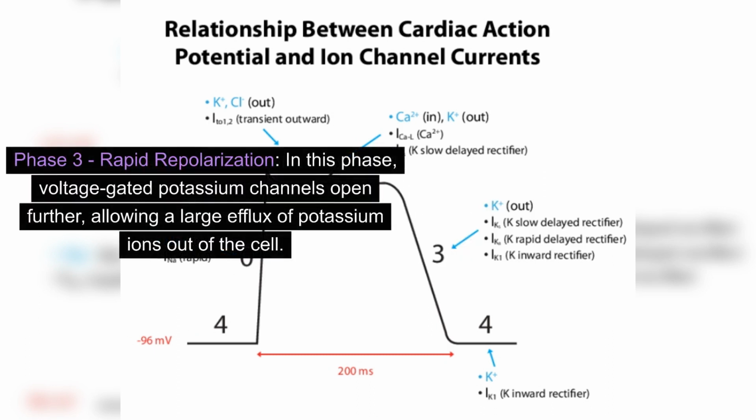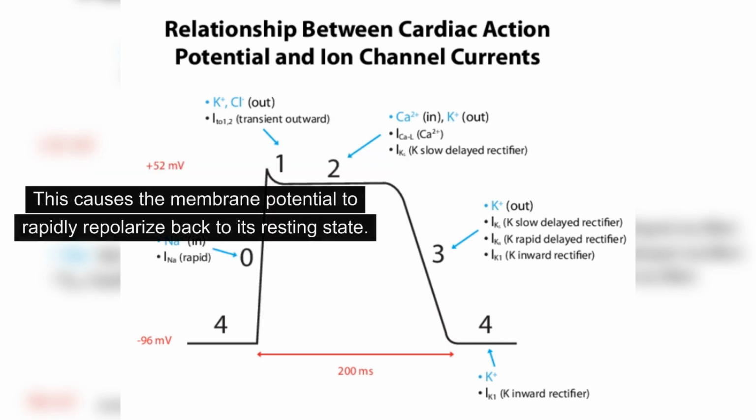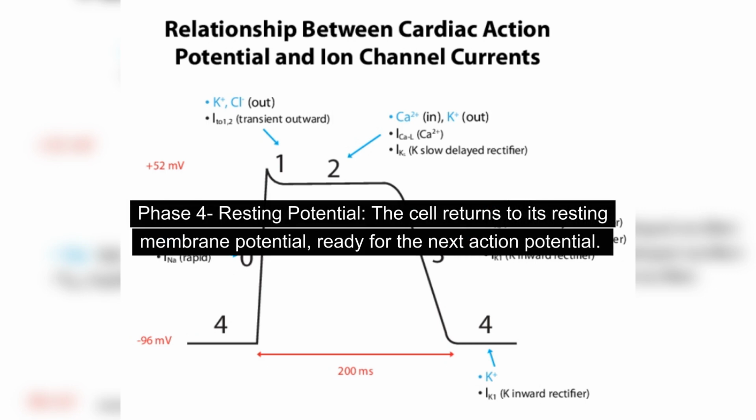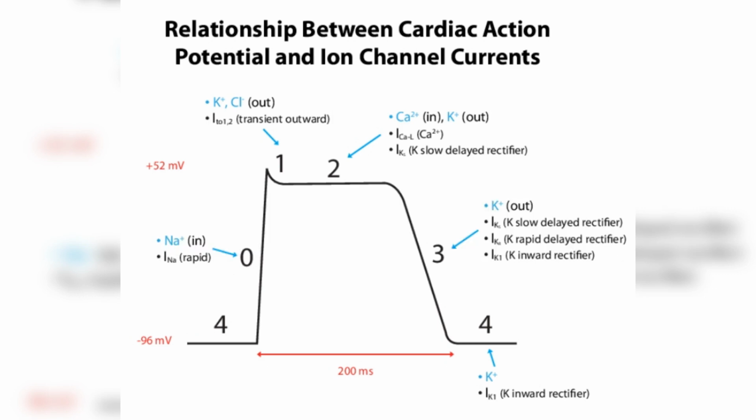In this phase, voltage-gated potassium channels open further, allowing a large efflux of potassium ions out of the cell. This causes the membrane potential to rapidly repolarize back to its resting state. Phase 4, resting potential. The cell returns to its resting membrane potential, ready for the next action potential. Pause the video to take notes here.